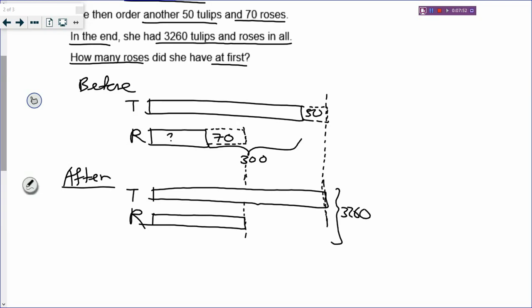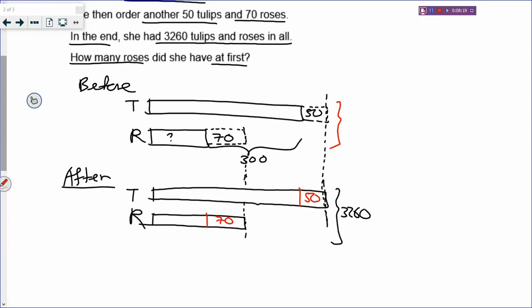So how do we find the question mark? Alright, now this is how you do. You cut 50, alright, and you cut 70, alright? So which means that in the after model, you have 50 more tulips, you also have 70 more roses, right? Then you think, alright, think. Can you find the total at first? So how do you find the total at first?